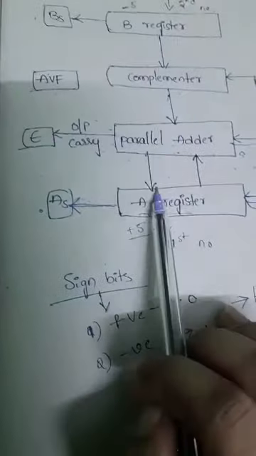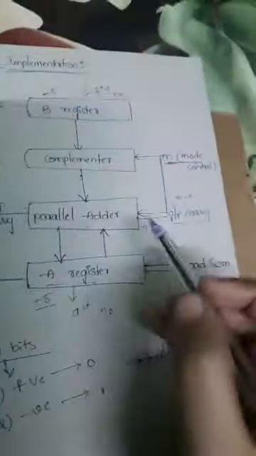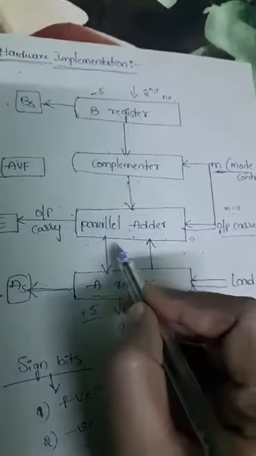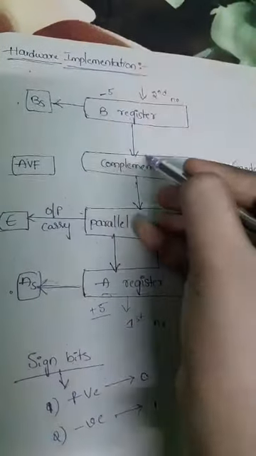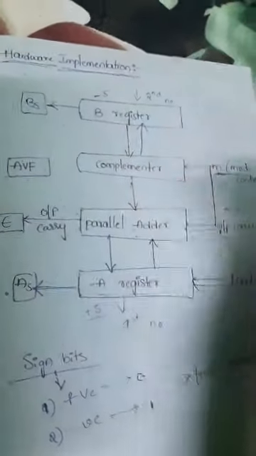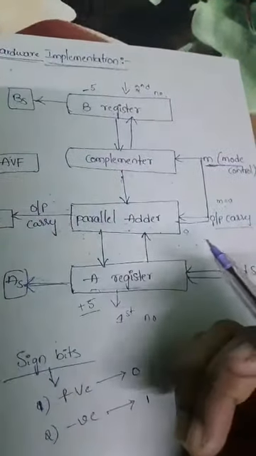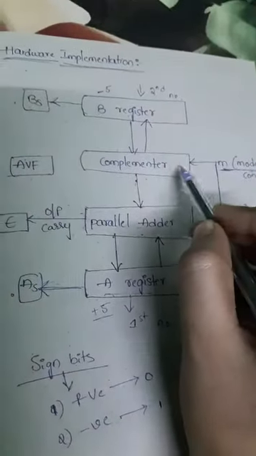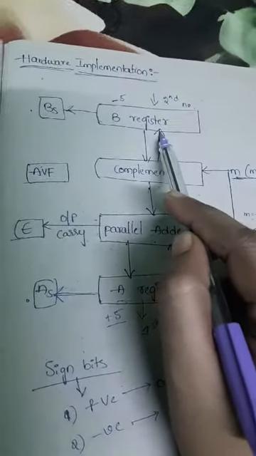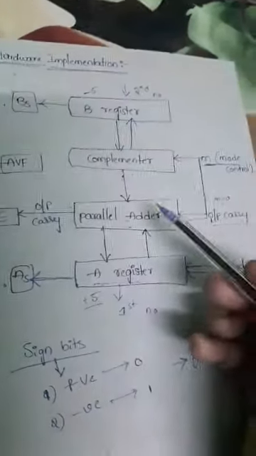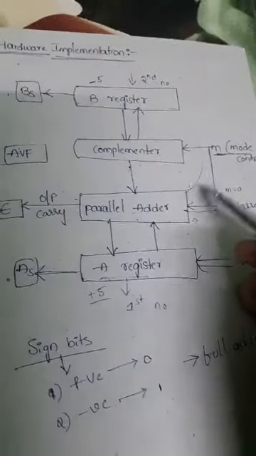Okay, so if M is equal to 0, then the complementer transfers the content of the B register. If M is equal to 0 and that is given to the parallel adder, what happens? Directly, the complementer transfers the content of the B register to the parallel adder. So that means it will be transferred like this.